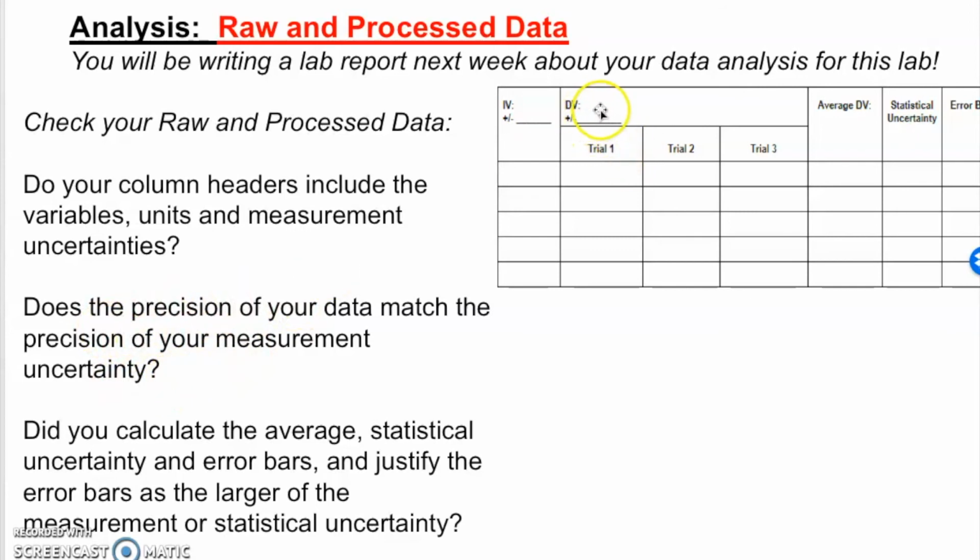You want to double check that the precision of your data matches the precision of your measurement uncertainty. So if I go out to the thousandths place value, these numbers should all be recorded to the thousandths place value. If I go out to the hundredths place value, all should go out to just the hundredths place value. If I only go out to the tenths place value in my measurement uncertainty, similarly, I'll stop.